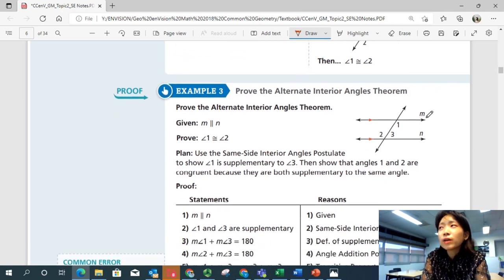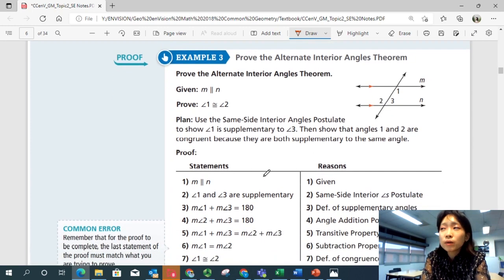Okay, we're given lines M and N are parallel. We're going to prove that angles 1 and 2 are congruent. So the plan is that we're going to use the same side interior angles postulate, because it's a postulate and we already have it, to show that angle 1 is supplementary to angle 3, and then we're going to show that angles 1 and 2 are congruent because they're both supplementary to the same angle, right? 2 and 3 are linear pairs. So 2 will be supplementary to 3, and because they're supplementary to the same angle, they must be the same.